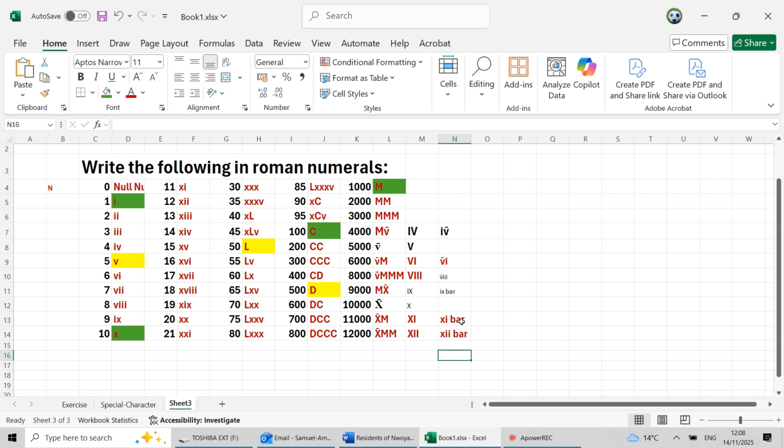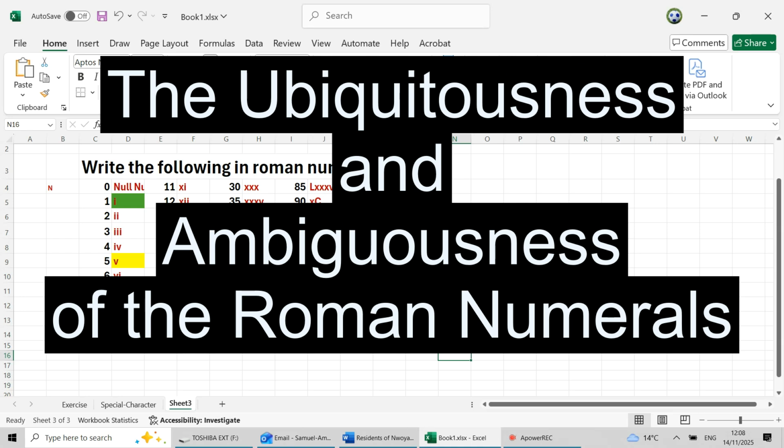So this is where the ambiguousness is found, and the ubiquitousness, because you will find I everywhere, and then you can have different interpretations of the same thing.